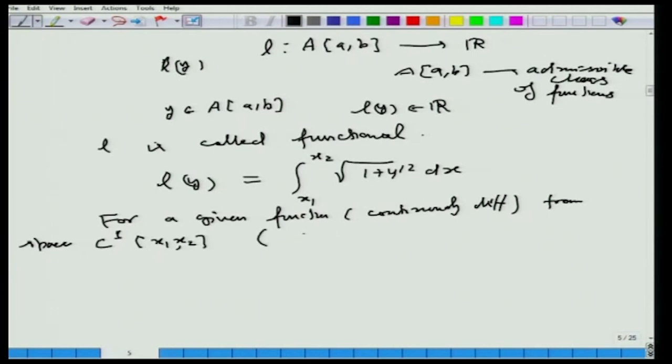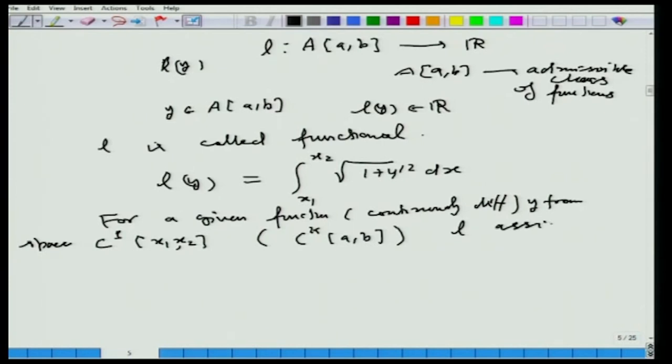Usually we will consider C k, k being a non-negative integer, C k of a to b, which will denote the space of all continuous functions whose kth derivative is continuous. So, for k equal to 1, we will call it C 1 of x 1 to x 2 and the values are real numbers. We are considering only real valued functions here, and an element here will be called an admissible function. So, this is the admissible class, where a is x 1, b is x 2, and this is C 1. That is the admissible class of functions for this functional L to be defined.